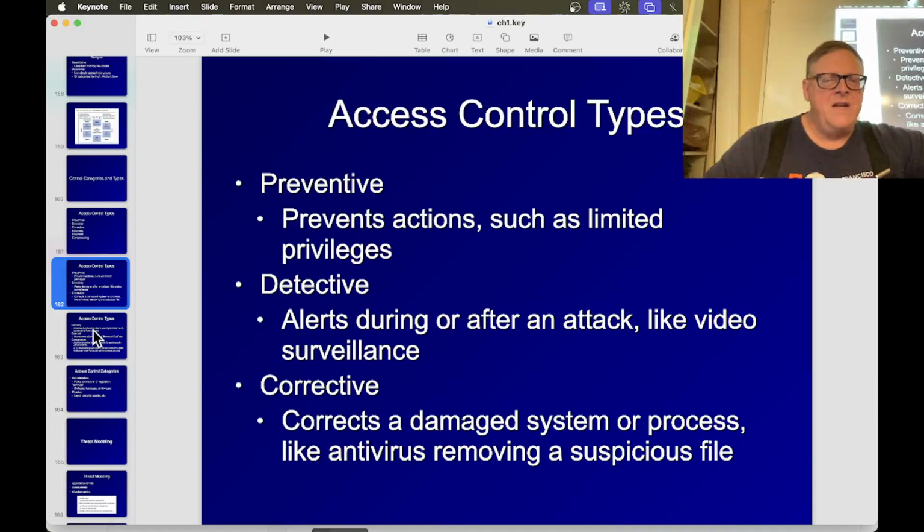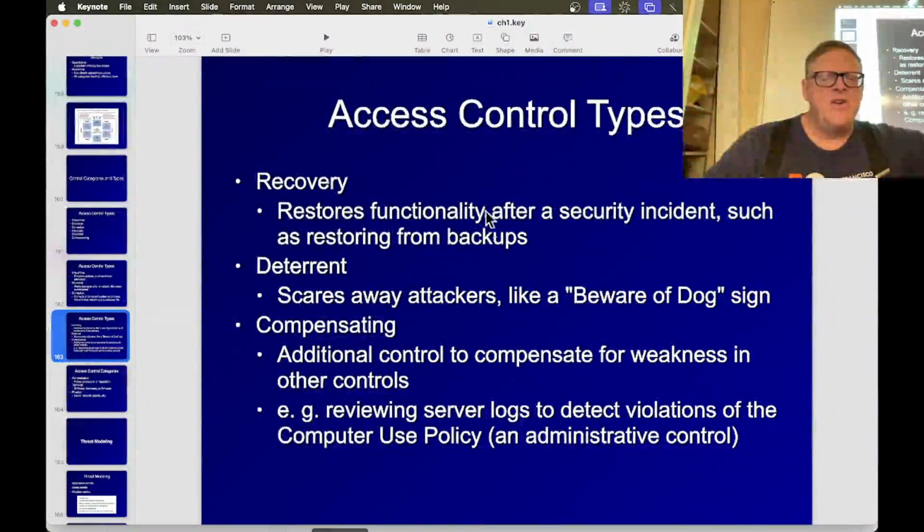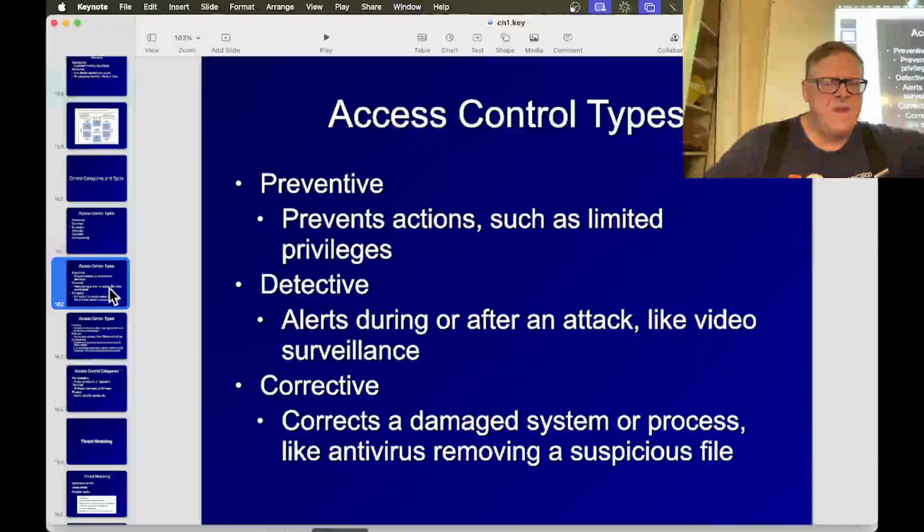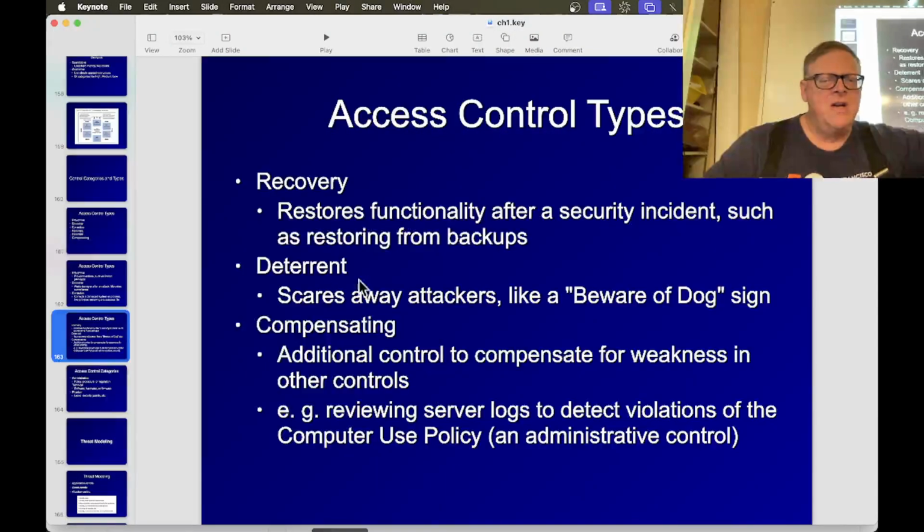All right. And so recovery restores functionality after a security incident, and corrective corrects a damaged system or process. Those are quite similar. And deterrent scare away people. Compensating controls compensate for weakness in another control.